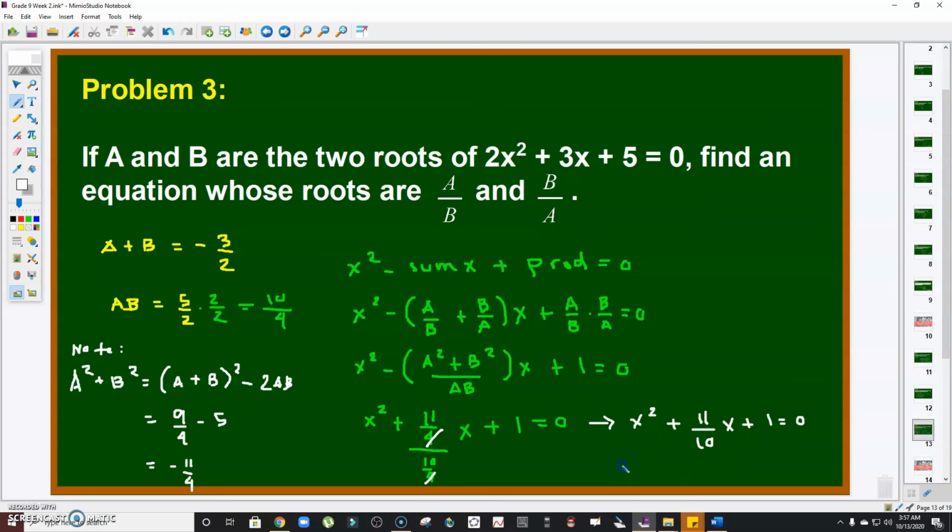Or, for the final answer, multiply both sides by 10. So, I'm going to have 10x squared plus 11x plus 10 equals 0. There you go. So, once again, this is the final answer.